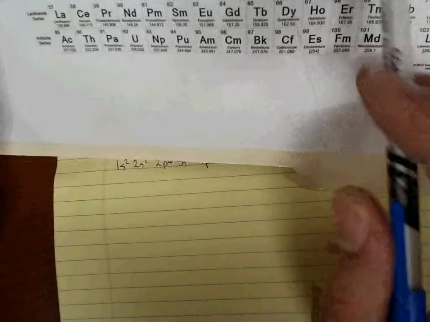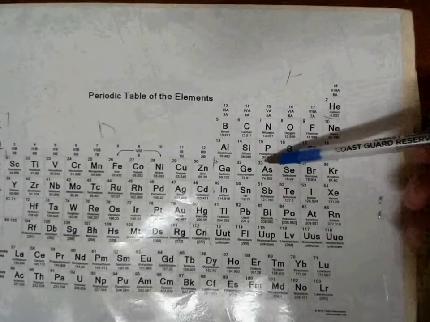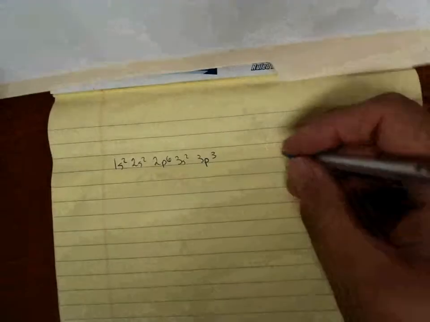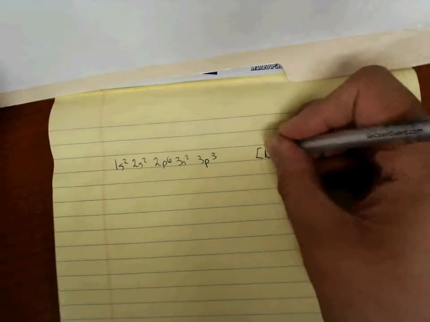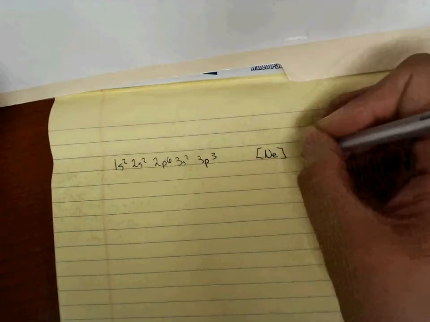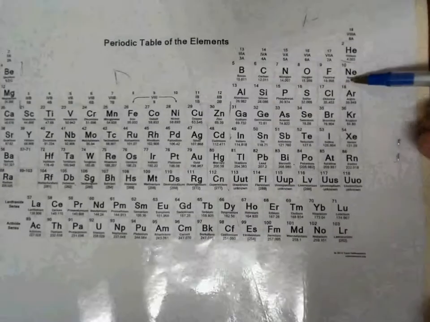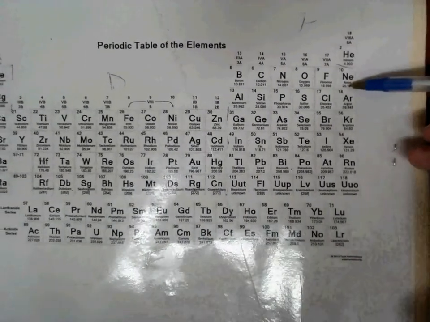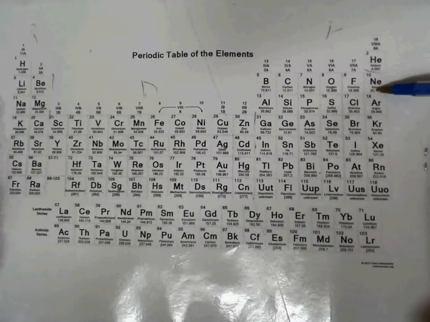Now, the noble gas notation should be the noble gas before the element. So I have phosphorus. The noble gas before phosphorus is neon. So I would put neon in brackets. And then by putting neon in brackets, I'm saying everything up to neon is true. So I'm going to go and just continue.